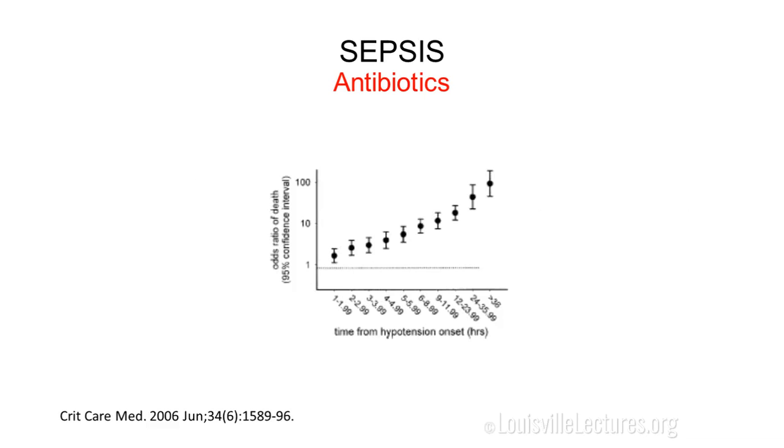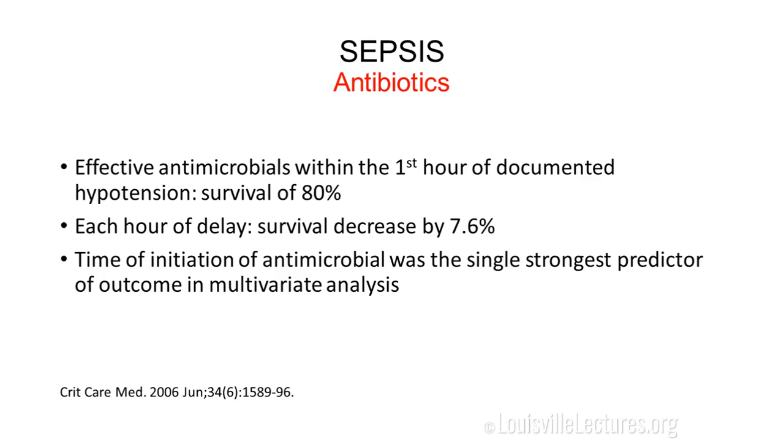And what they found is the longer it takes for you to provide antibiotics to a patient who has hypotension in the setting of sepsis, the higher the odds of mortality. And you see this very nice correlation here. So, effective antimicrobials within the first hour of documented hypotension, you got a survival of 80%. Each hour of delay, the survival decreased by 7.6%. So in this study, time of initiation of antimicrobials was the single strongest predictor of outcome in multivariate analysis.